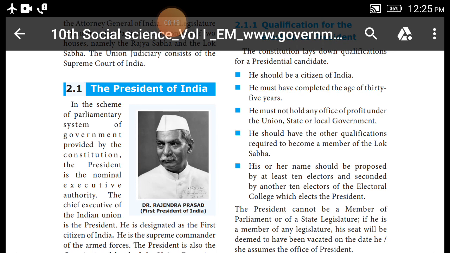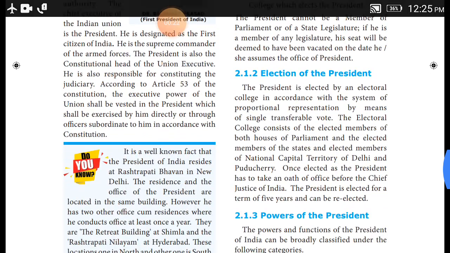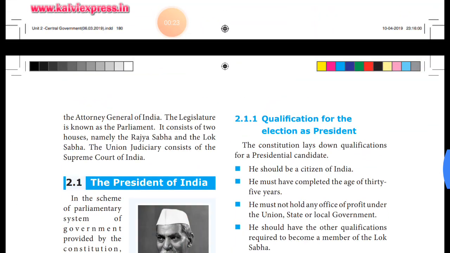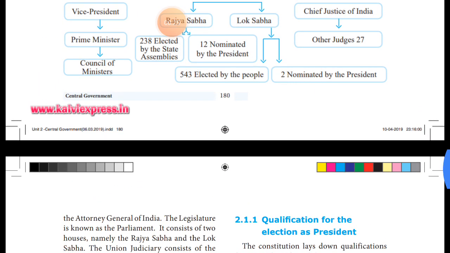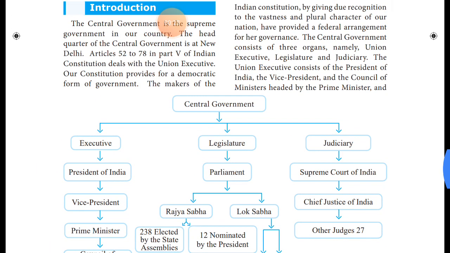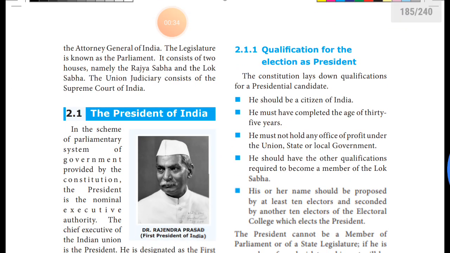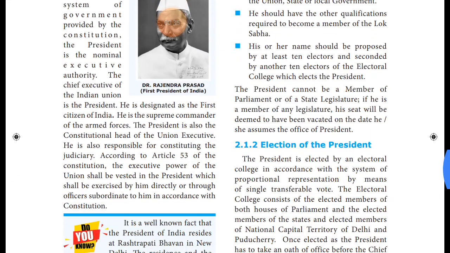That is the executive organ. The next one, legislative organ, and judiciary. These are three important organs. Executive means who is the first person there, that means the President. The President, you know that he is the first citizen of India. The next one is the chief commander of India. Chief commander means the armed forces like army, navy, and air force.